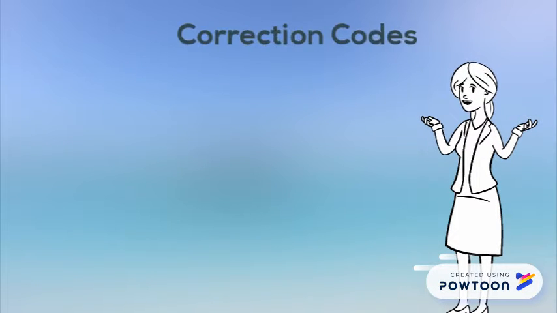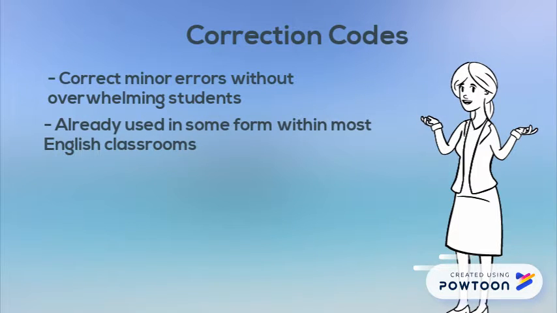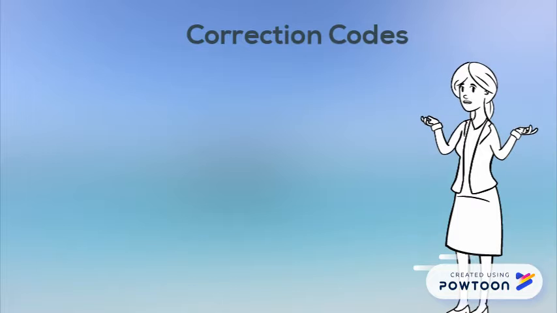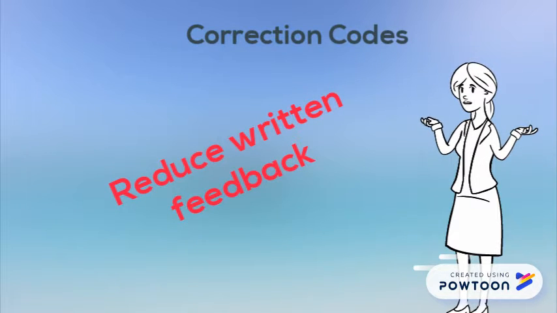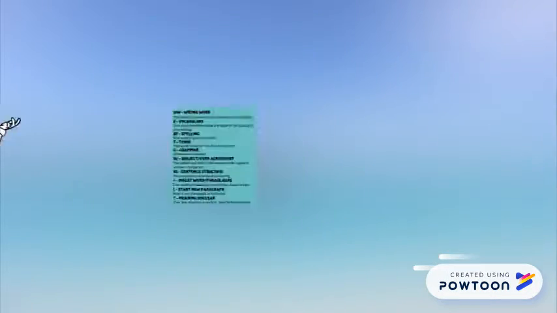In order to correct these minor errors without overwhelming students with written feedback, most teachers use some form of correction code. While these are common in some form in most English classrooms, as most teachers already write a simple SP for spelling or T for tense, a more comprehensive set of correction codes can significantly reduce the amount of written feedback needed for students' drafts. This study guide outlines a set of 10 correction codes that cover most small grammatical and written errors you will encounter while marking your English assessment.